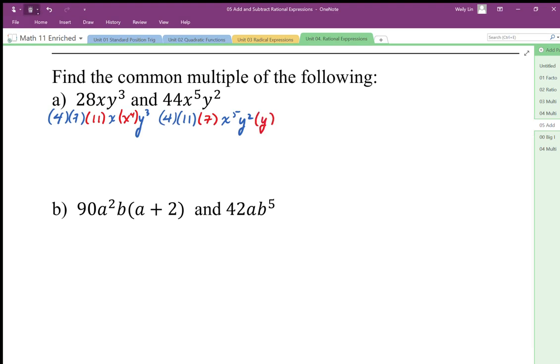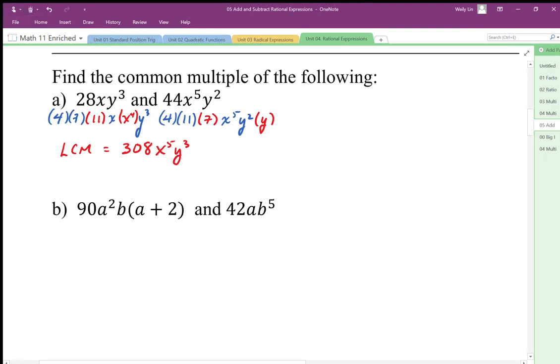Okay, so now we have our lowest common multiple. So our LCM works out to be 308, x to the power 5, y to the power 3. And in general, we can say that the biggest power ends up being the smallest multiple of the two.